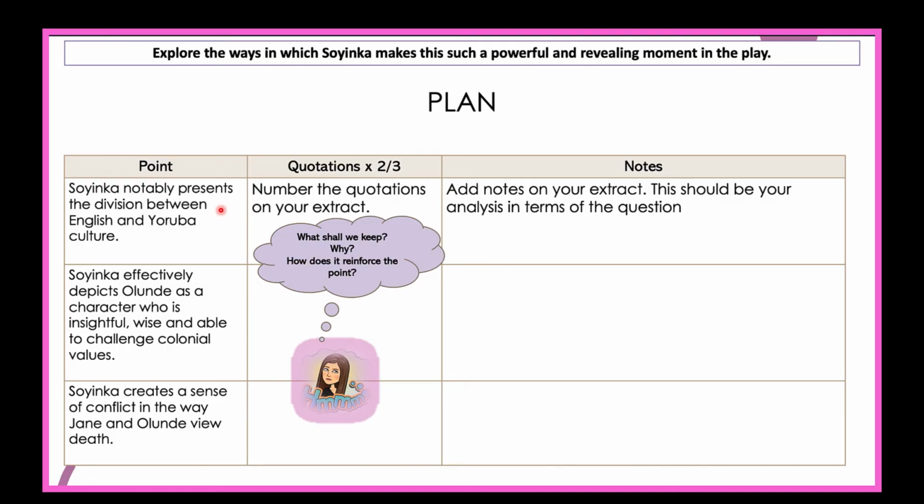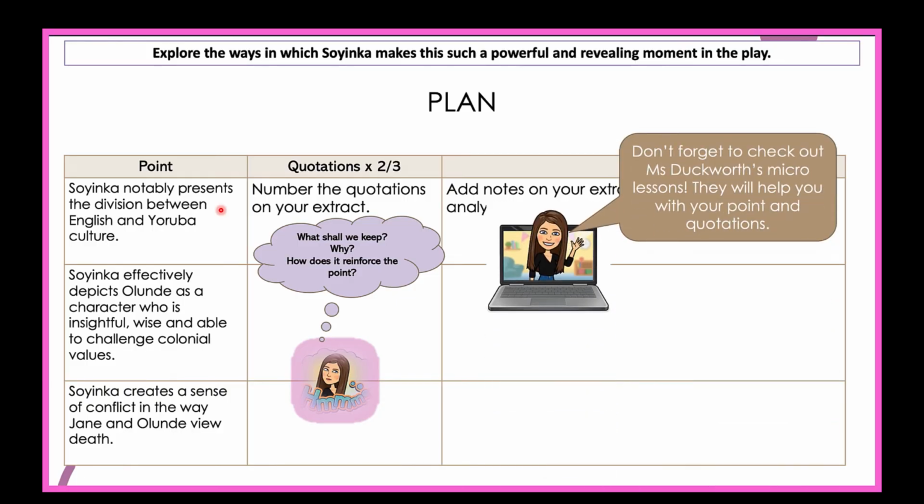Soyinka effectively depicts Olunde as a character who is insightful, wise, and able to challenge colonial values. And the scene creates a sense of conflict in the way Jane and Olunde view death. So I did notice the few references to death and definitely her reaction to his response to his father's death. That really stood out for me, so I thought that would be a good thing to talk about.